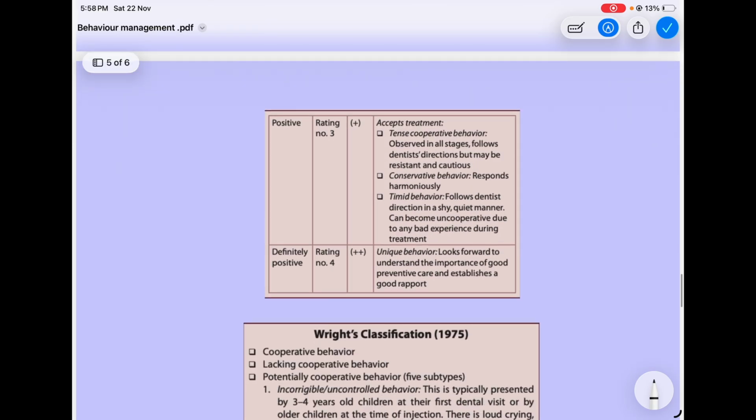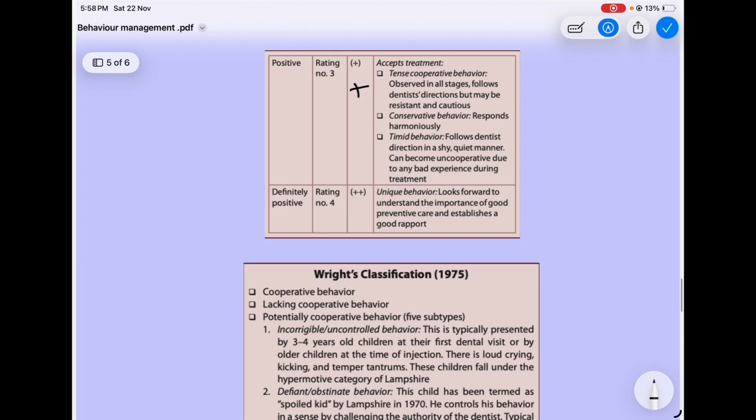Then rating number 3, the behavior is positive, one plus sign. Children who accept treatment like tense cooperative behavior, observed in all stages. They are tense but ultimately cooperative. Conservative behavior, respond harmoniously. Timid behavior, follow the dentist's direction in a shy, quiet manner, and can become uncooperative due to any bad experience during treatment.